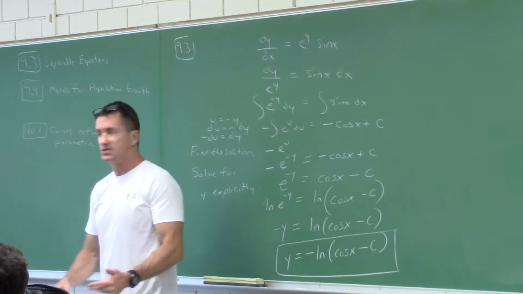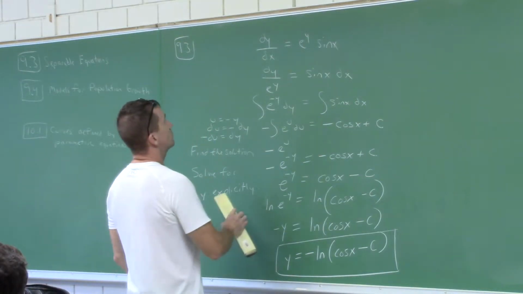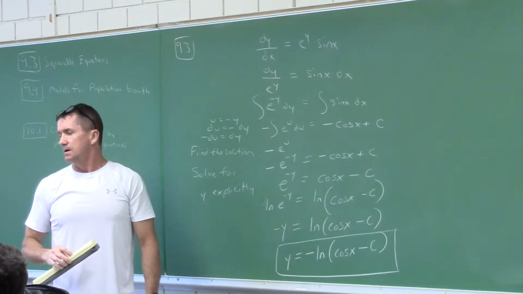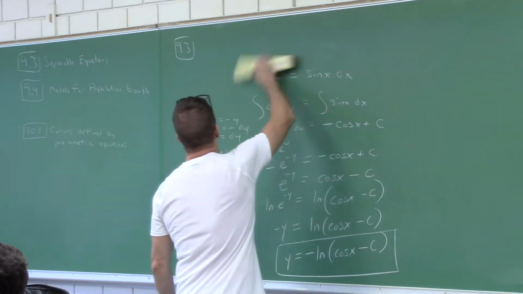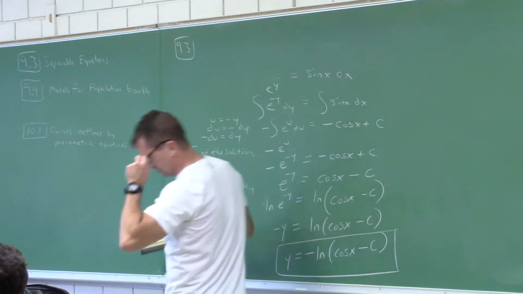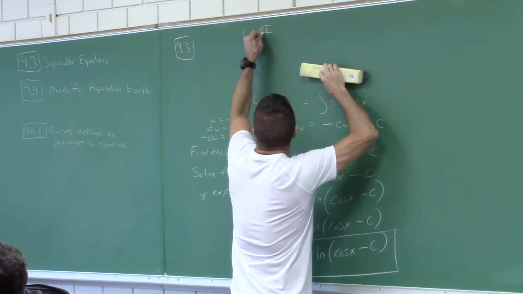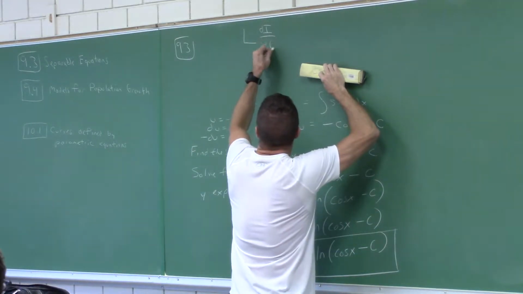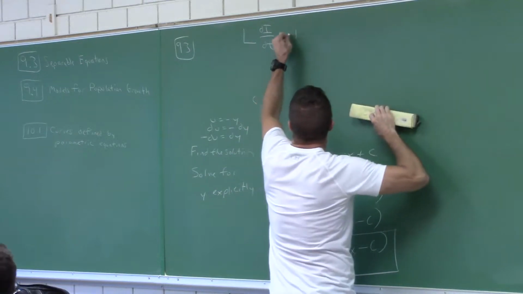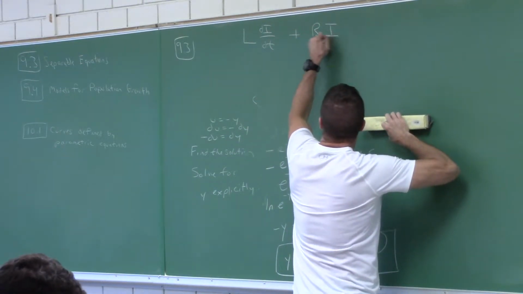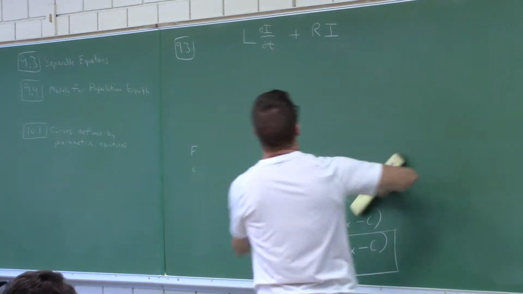We're going to do some application problems before we do the models for population growth. So this next problem models a current in an electric circuit. Let me put this equation down. All right, L times di/dt plus Ri equals E of t.